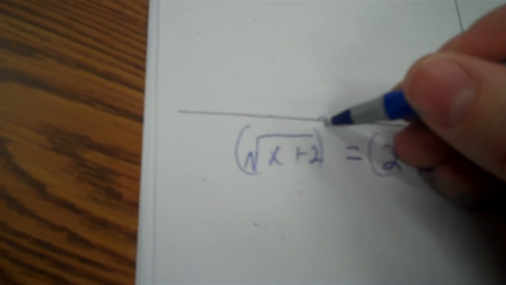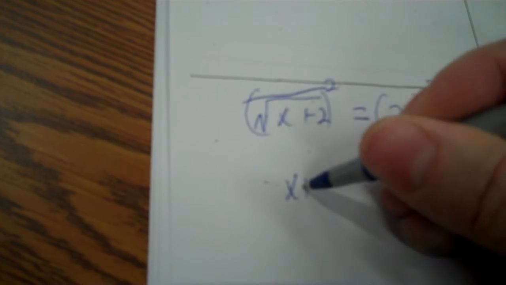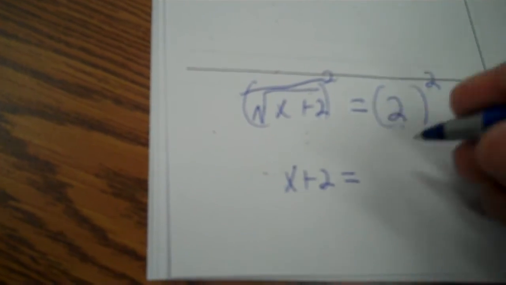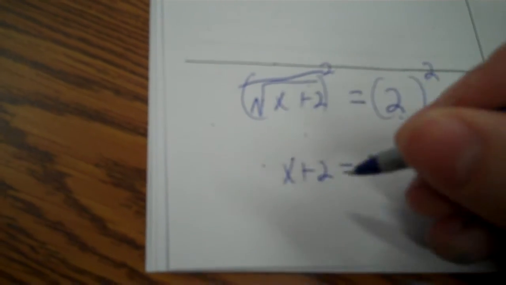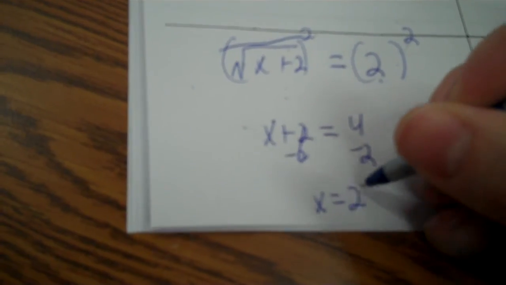Now I got to get rid of my radical. Before I can get into the stuff inside, you got to eliminate your radical. You can do that with a second power. So x plus 2 is now without the radical, and then 2 to the second, 2 times 2, is 4. Then I have minus 2, and x equals 2.